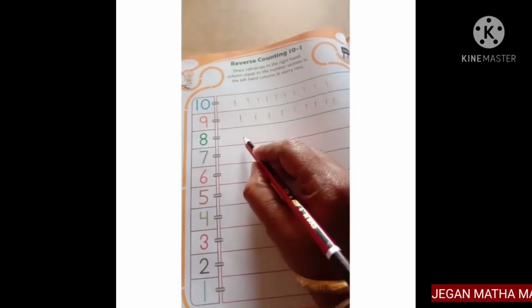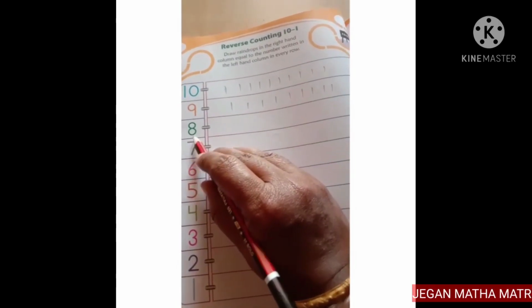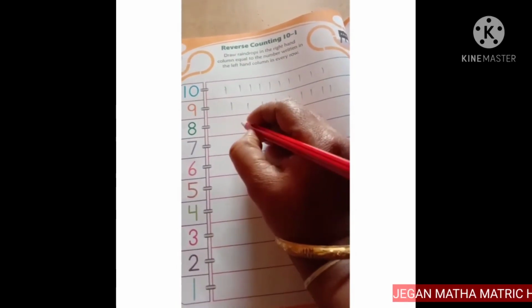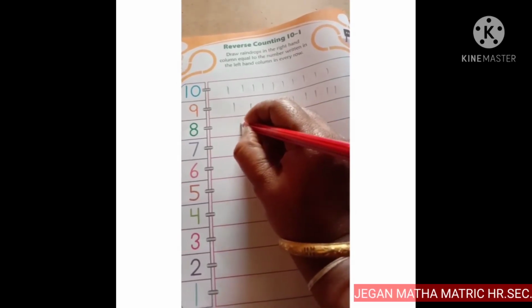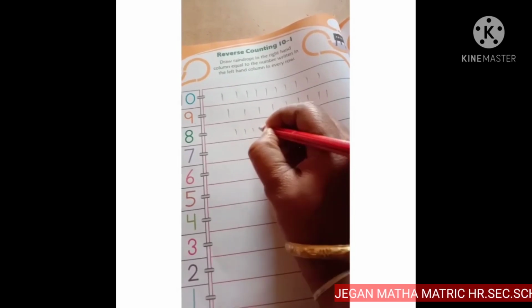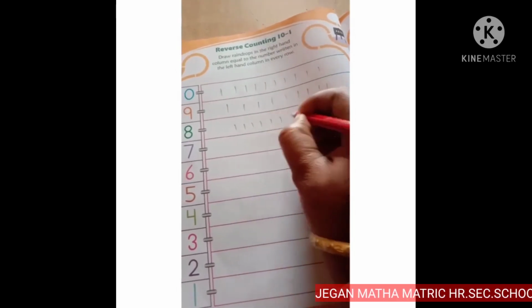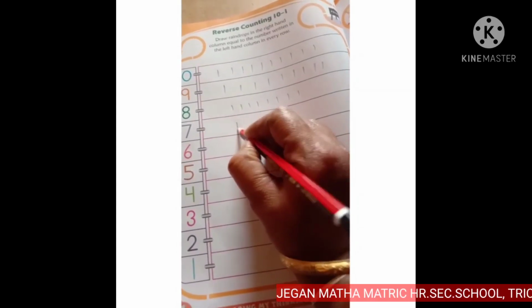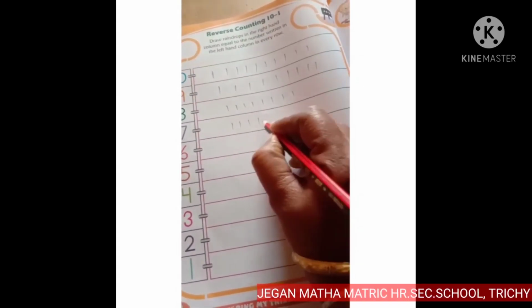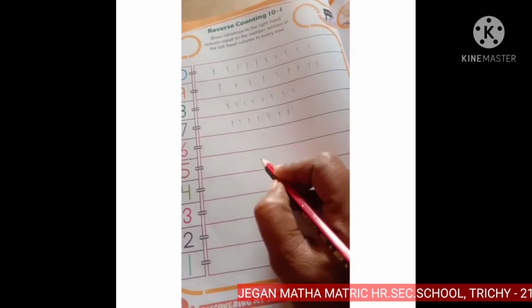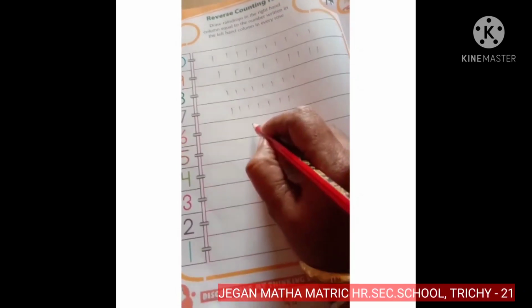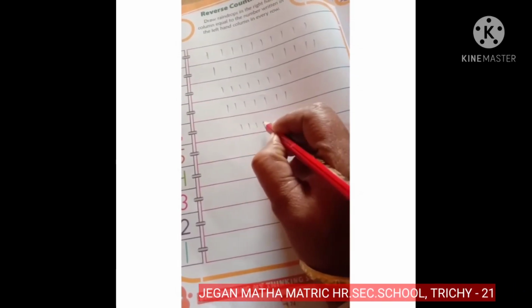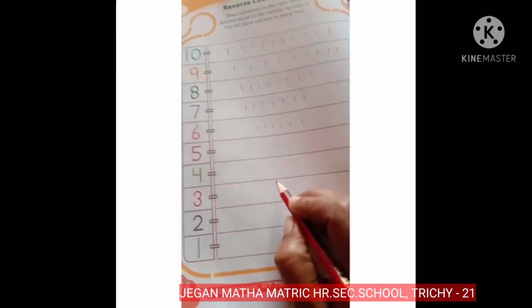Okay. Next, what number is this? 8. So you have to draw 8 drops. 8 raindrops. 1, 2, 3, 4, 5, 6, 7, 8. Next, 7. 1, 2, 3, 4, 5, 6, 7. Next, 6. 1, 2, 3, 4, 5, 6.